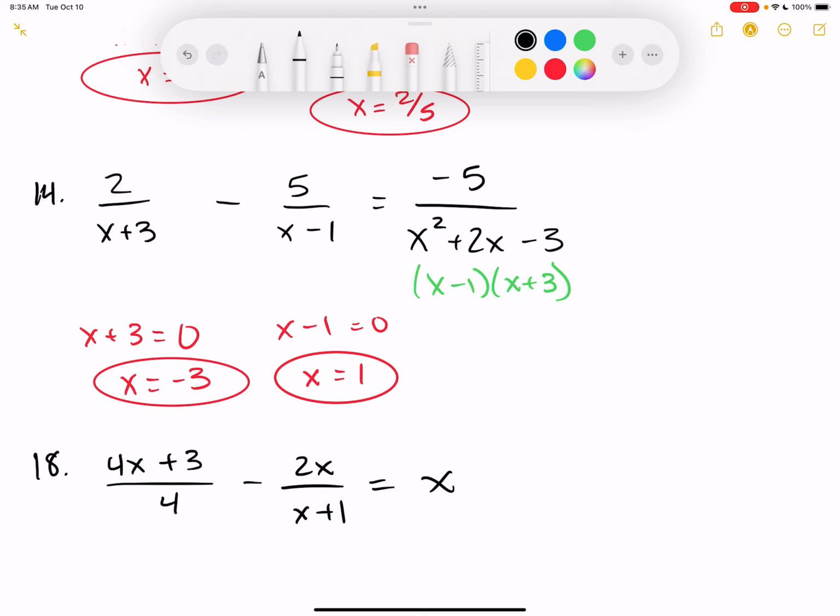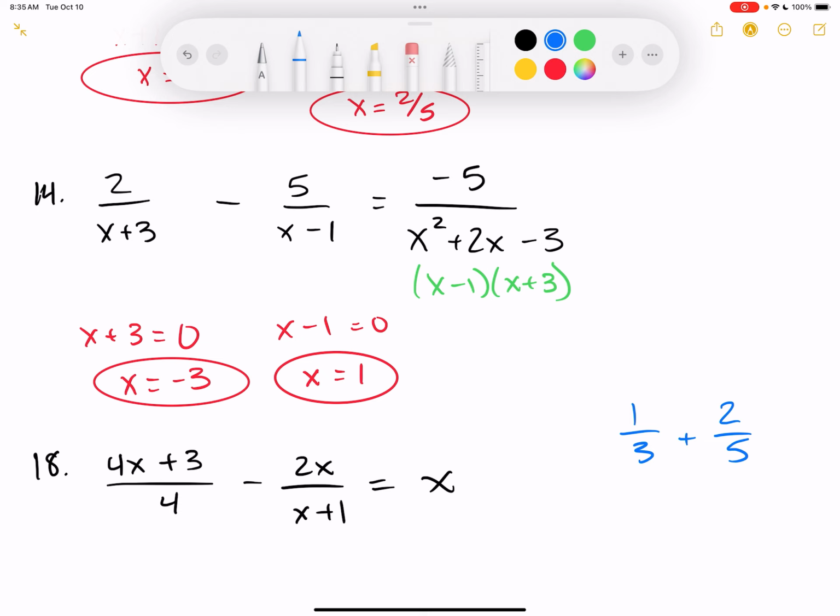Any ideas how I would go about solving this? Or even if you don't know exactly how to solve it, what do you recognize that I would need to be able to solve it? If I wanted you to add those together, what would you tell me that I need to do to be able to do that? Same denominator. Yep, I would need the same denominator on both.